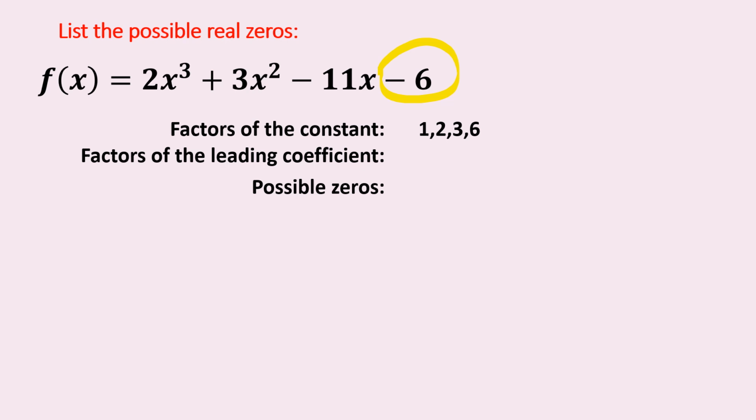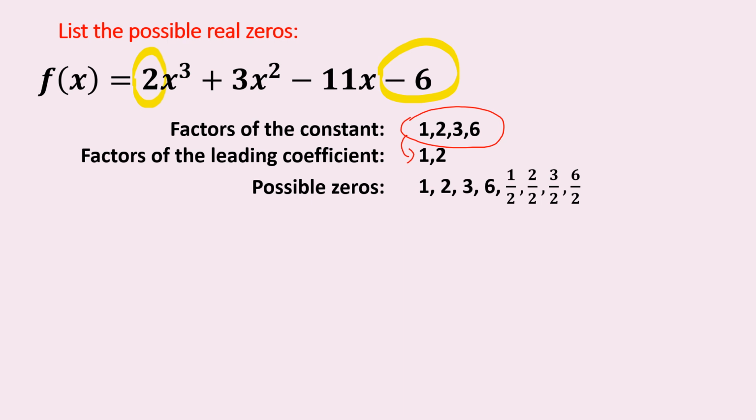Okay, the other number that we're going to look at is the leading coefficient. That's the number that's attached to the highest exponent in our function. The factors of the leading coefficient: the only way we can get 2 is 1 times 2. Now the possible real zeros come from taking those factors of the constant and dividing them by the factors of the leading coefficient. So we take 1, 2, 3, 6 and divide them all by 1, and we take 1, 2, 3, 6 and divide them all by 2. And we get these lists of possible zeros.